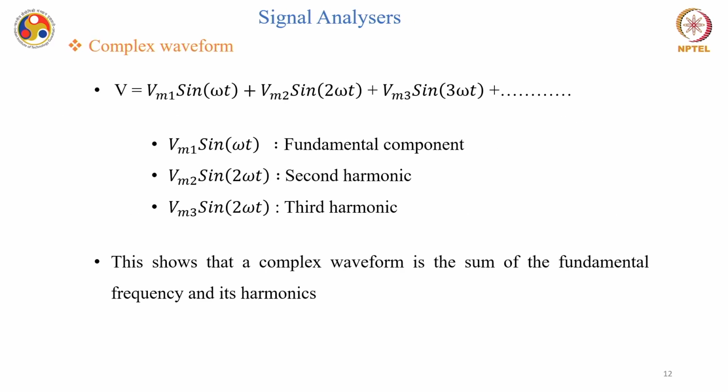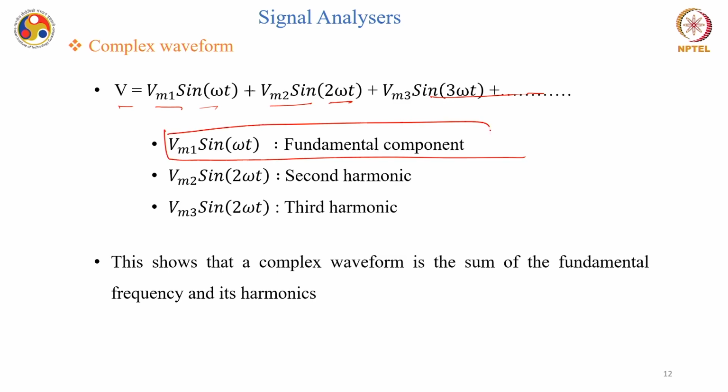Let's try to see this with one example. V equals Vm1 sin omega t plus sin 2 omega t, and similarly other components are there. Here Vm1 sin omega t is my fundamental component and the others are called second harmonic, third harmonic and so on. I am sure you have come across these complex waveforms, but I just wanted to repeat it in the context of this course. This shows that a complex waveform is the sum of a fundamental frequency and its further harmonics.